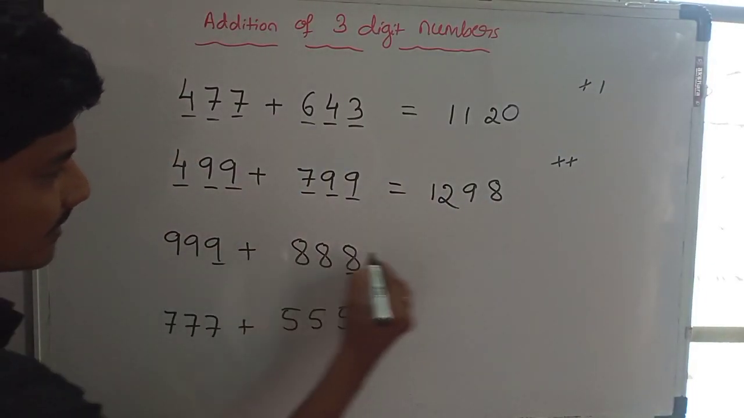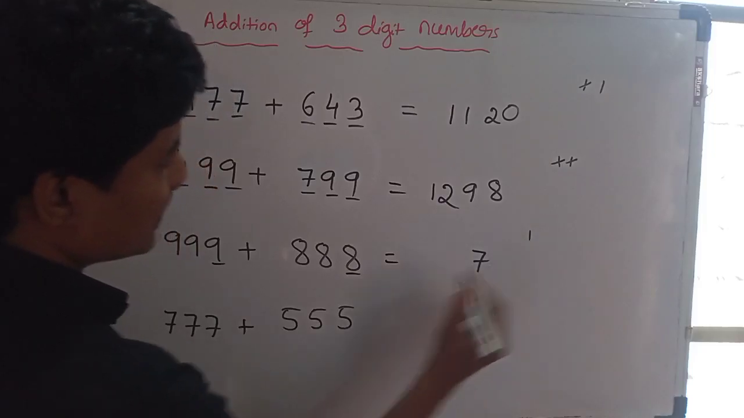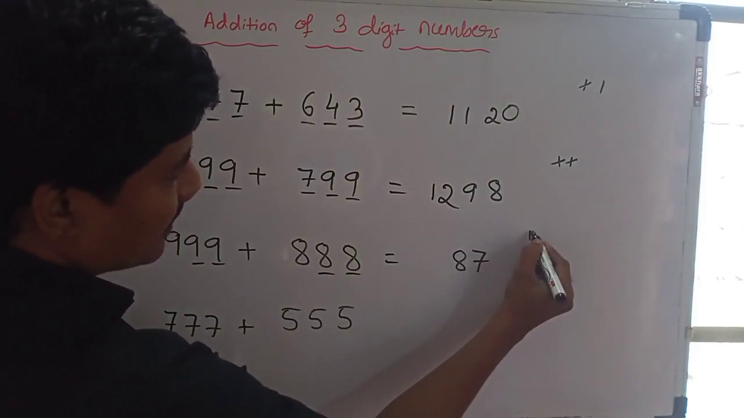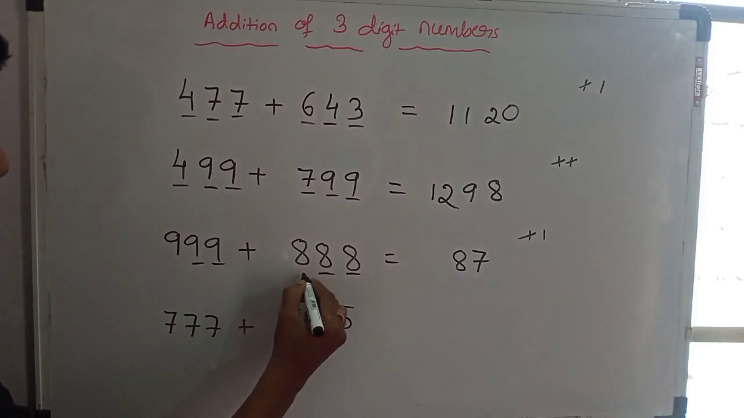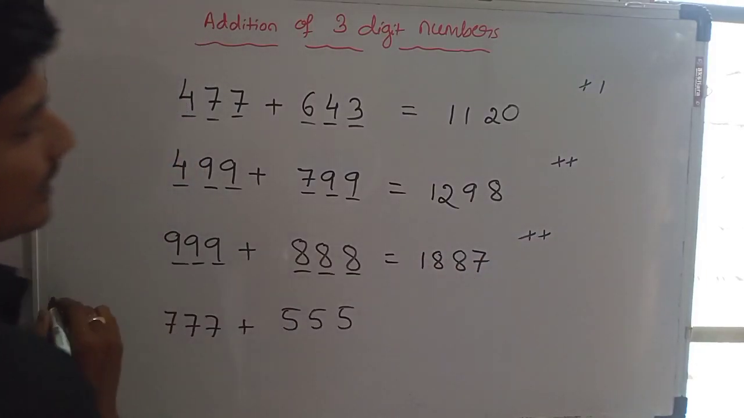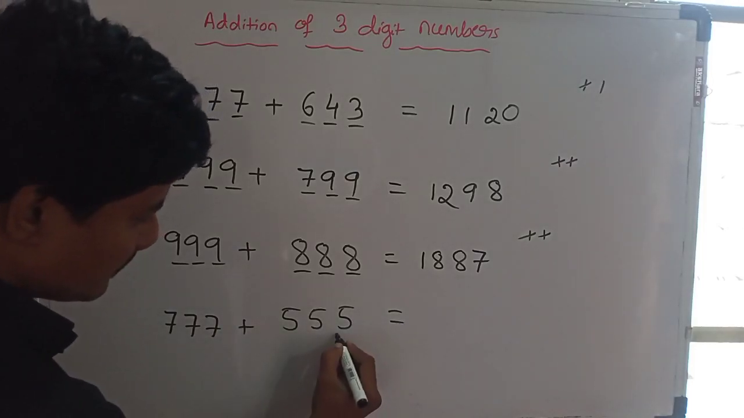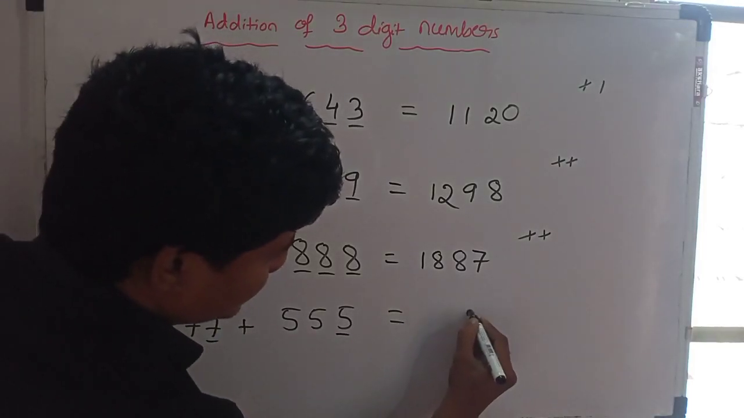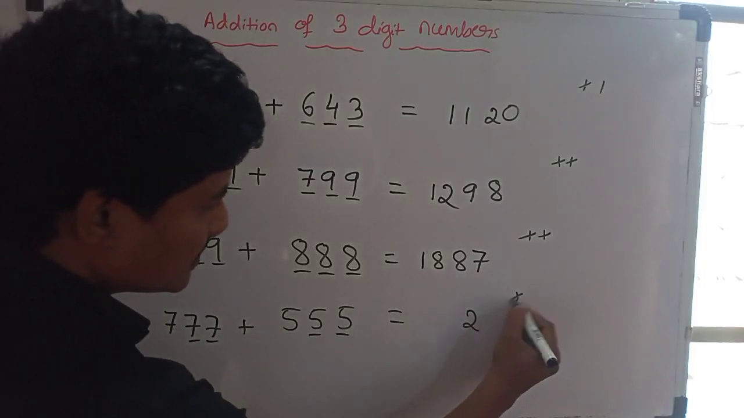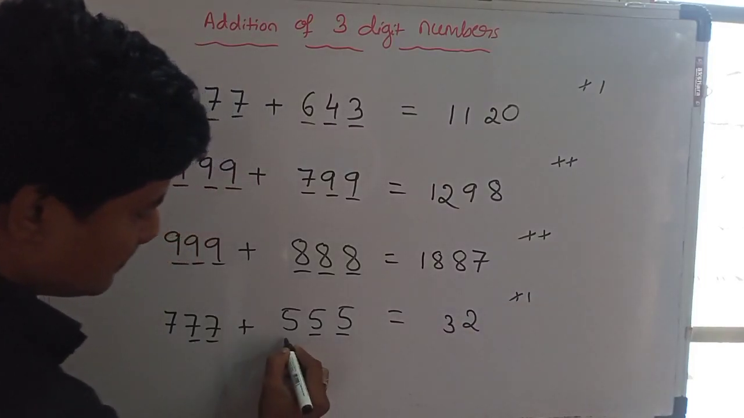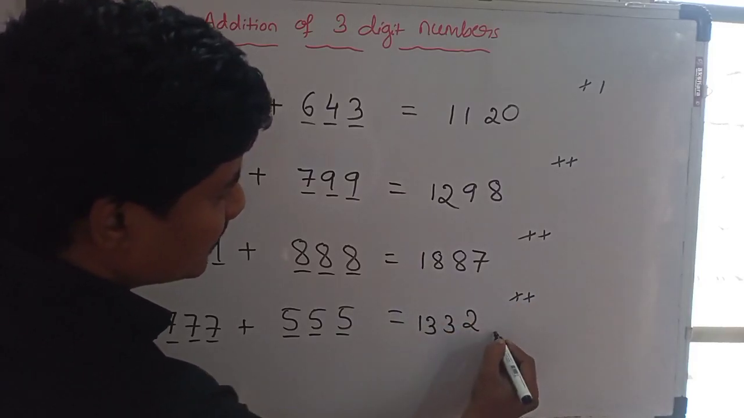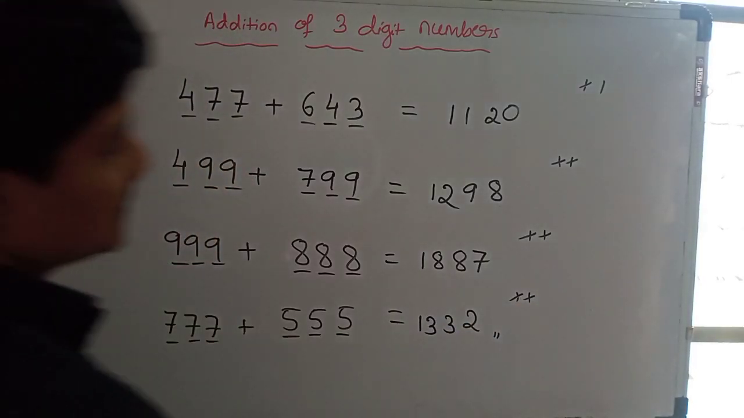1298 is the answer. 8 plus 9 is 17, carry 1. 8 plus 9 is 17, plus 1 is 18, carry 1. 8 plus 9 is 17, 17 plus 1 is 18. 1887 is the answer. 5 plus 7 is 12, carry 1. 5 plus 7 is 12, 12 plus 1 is 13. Carry 1 again. 5 plus 7 is 12, 12 plus 1 is 13. 1332 is the answer.